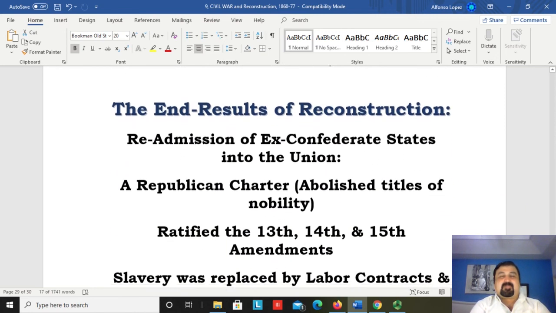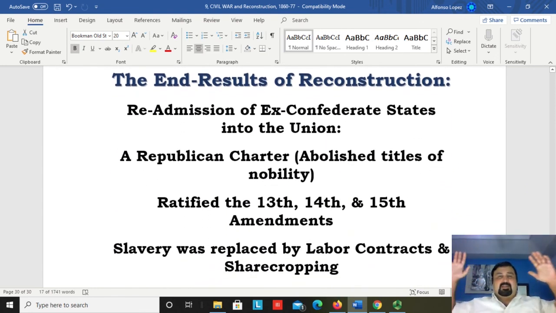So the end result of Reconstruction is that by 1877, the ex-Confederate states were readmitted into the Union. So we got the reunification of the country. The southern states came back into the Union with significant change. They came back with Republican constitutions, Republican charters, abolishing titles of nobility, and ratifying the 13th, 14th, and 15th Amendments. The 13th Amendment abolished slavery. The 14th Amendment granted citizenship to all persons born in the United States, regardless of race and color. And the 15th Amendment gave the right to vote as well.